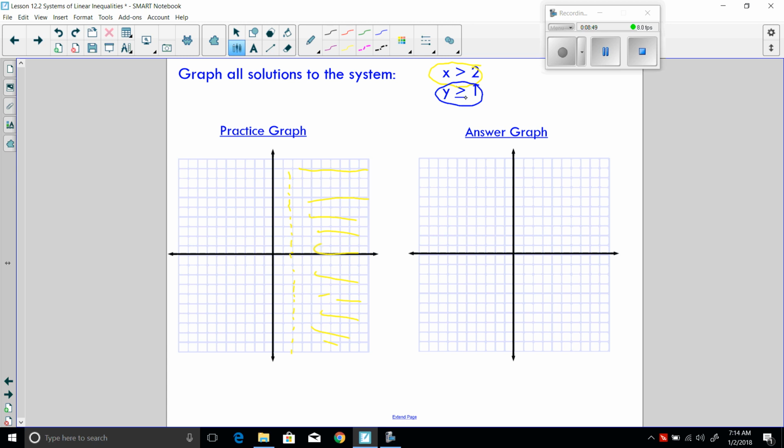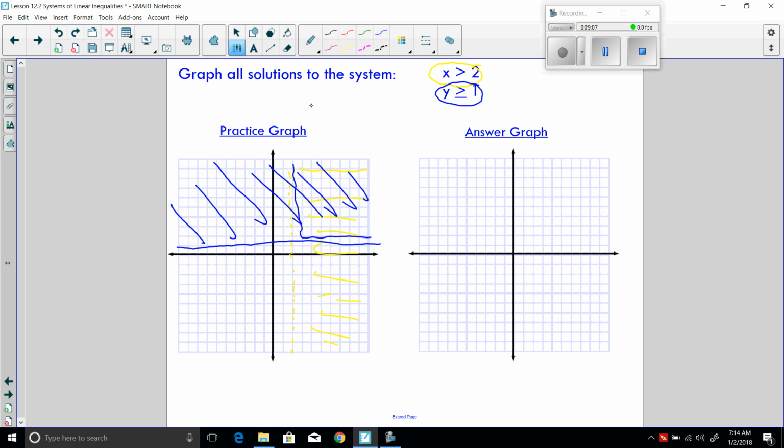Okay. So I have y is greater than or equal to 1. Well, that's a horizontal line at 1. So there's that line, and it's greater than or equal to, so I shade above. And you'll notice I have a double shaded region right here. That is the solution to my system of inequalities.